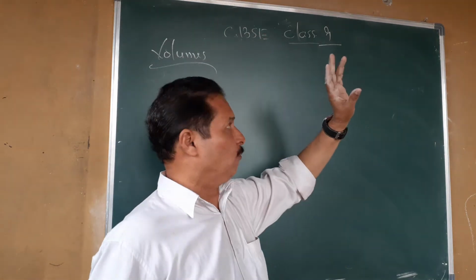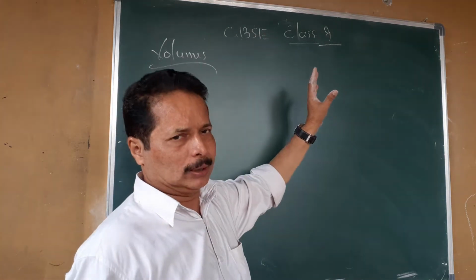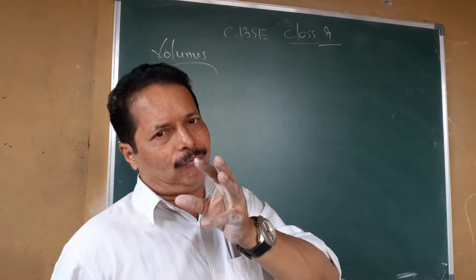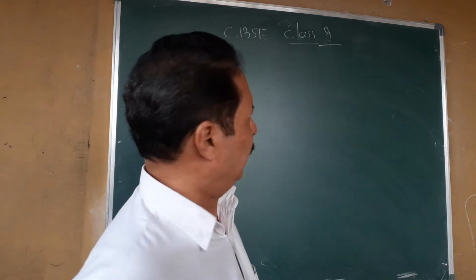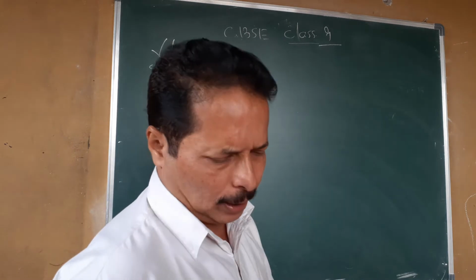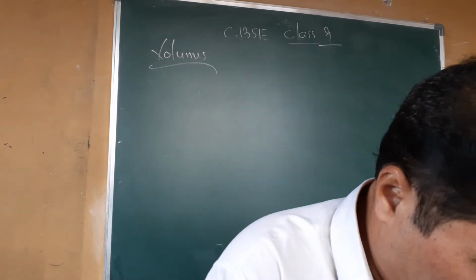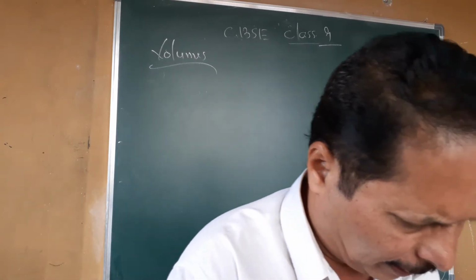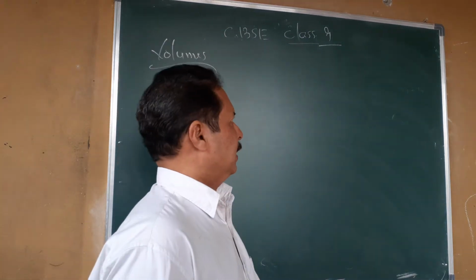Now surface areas and volumes are almost over. Volume of sphere and hemisphere, there are a few parts left. Now volumes, look here. Question is, find the volume of a sphere with radius 14 cm.